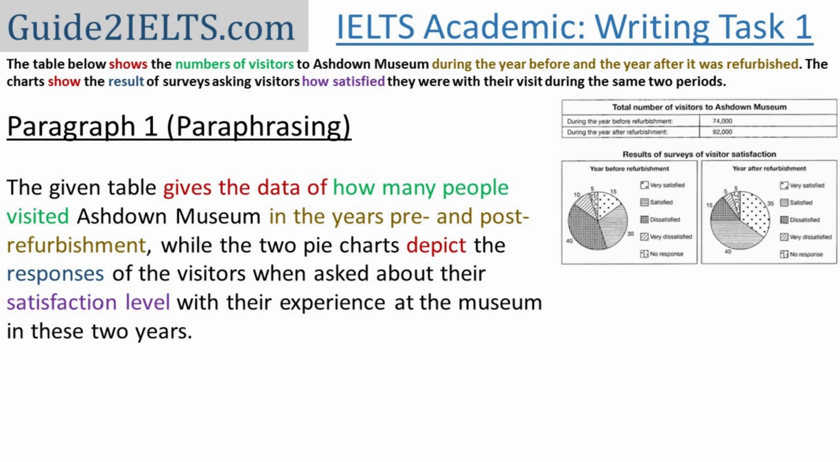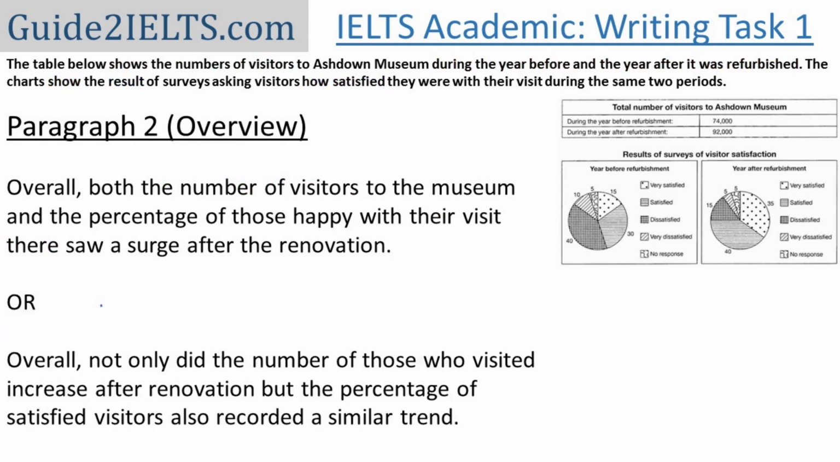Now we start the second paragraph, which begins with the overall statement. Overall, both the number of visitors to the museum and the percentage of those happy with their visit there saw a surge after the renovation. Another way of writing the same thing: Overall, not only did the number of those who visited increase after renovation, but the percentage of satisfied visitors also recorded a similar trend. Now we start giving the details.